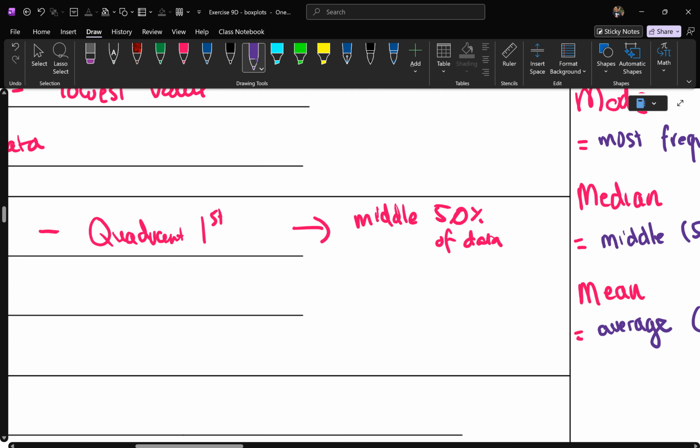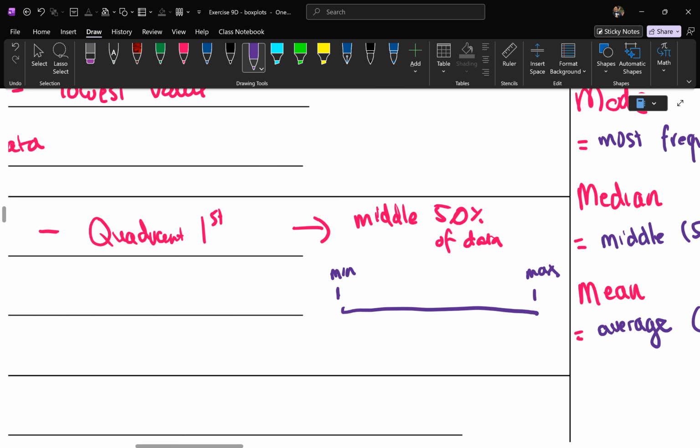Let's visualize it. If this is your minimum number and this is your maximum number, your data sits between this range, right? But if you take the first 50%, there's a problem to that.